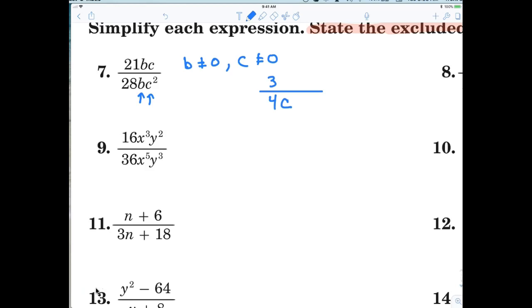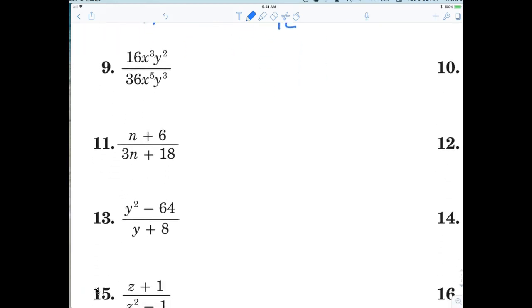Now, let's take a look at number 9. For number 9, we would automatically say x cannot equal 0 and y cannot equal 0. And then we're going to reduce the fraction. So 16 over 36 reduces to what? 4/6. 2/3. 1 and 2/3.